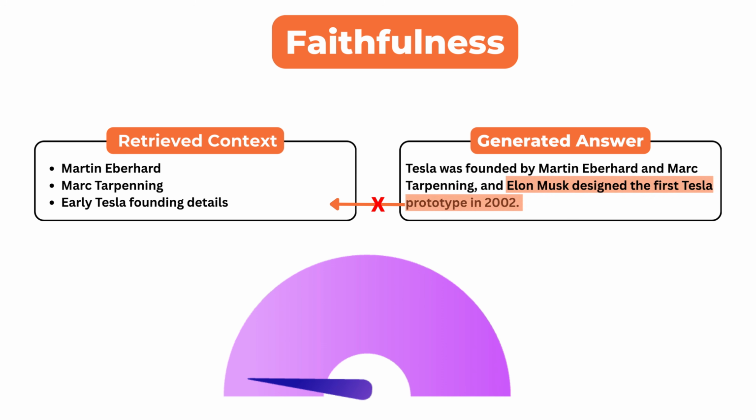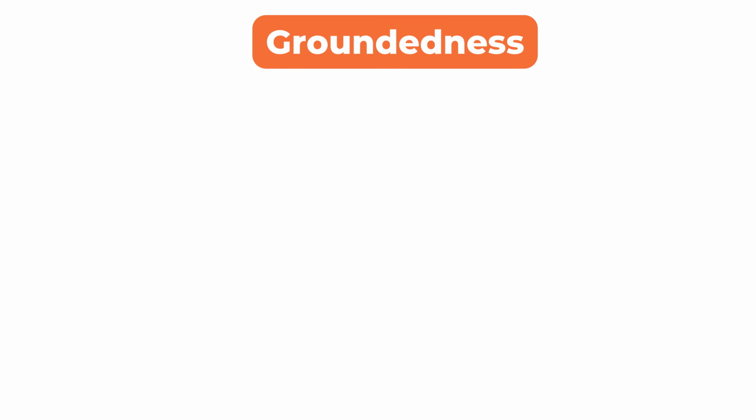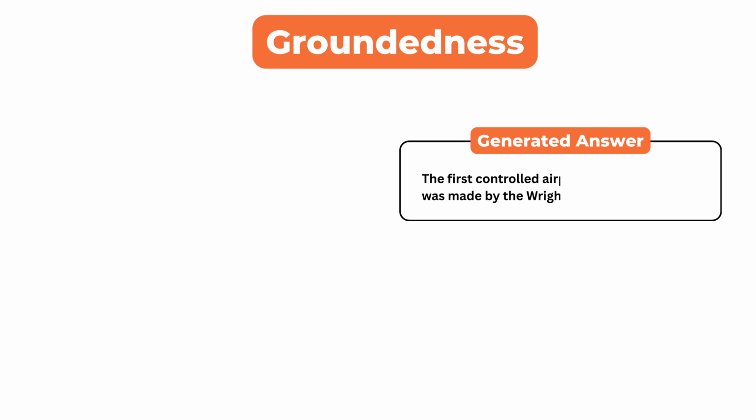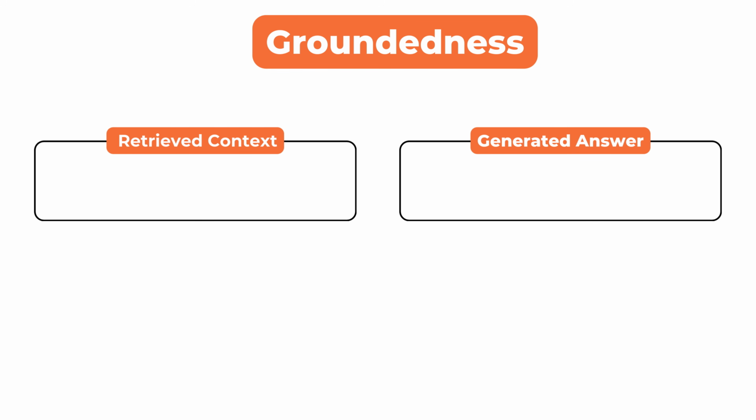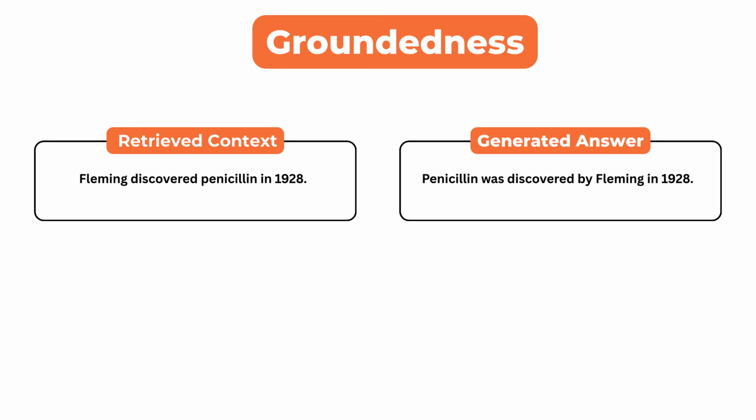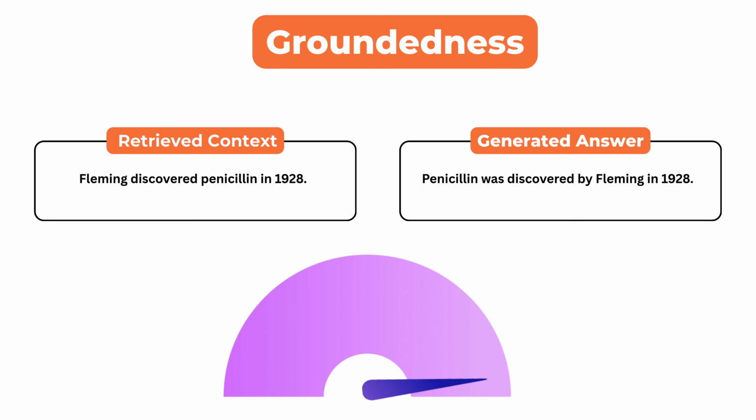And the last one which we are going to discuss here is groundedness. Groundedness measures how well the answer uses the retrieved context instead of relying on the model's internal memory. If the answer copies or closely paraphrases relevant parts of retrieved documents, groundedness is high. For example, if the retrieved chunk says Fleming discovered penicillin in 1928 and the answer says penicillin was discovered by Fleming in 1928, the grounding score is high because the answer is clearly based on the given evidence.